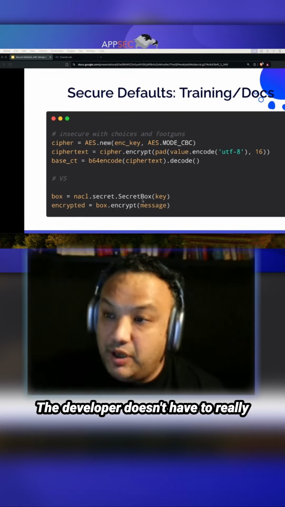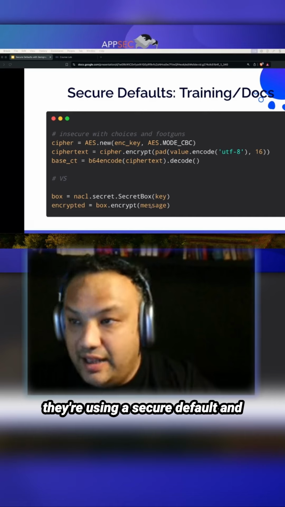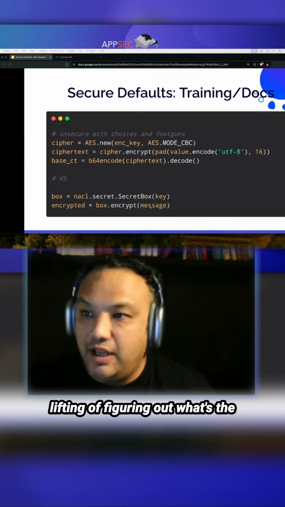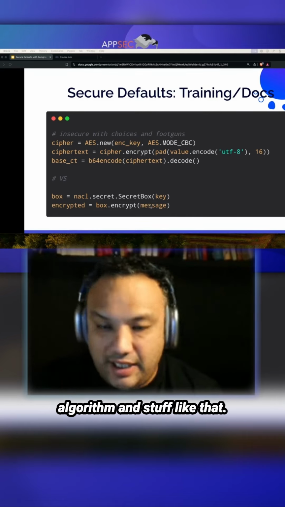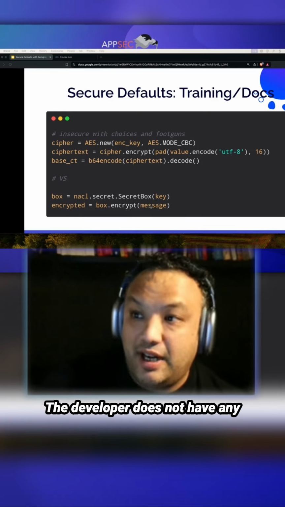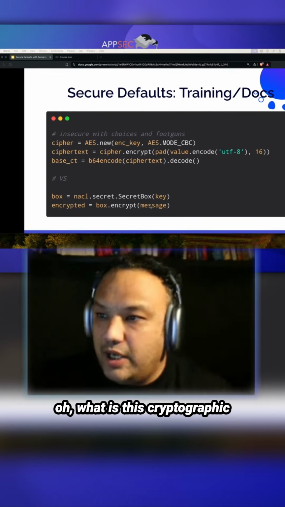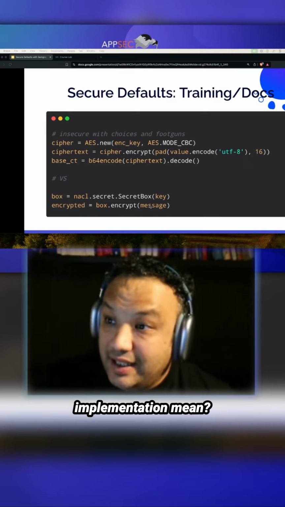The developer doesn't have to really bother about anything because they're using a secure default, and the library handles all the heavy lifting of figuring out what's the algorithm and stuff like that. It's really not something that the developer is exposed to. The developer does not have any concept of what they need to do. They don't need to think about, oh, what does this cryptographic implementation mean? They don't need to know that.